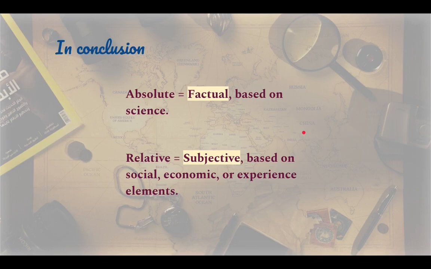Just to remember, absolute in any of the 3 concepts that we just saw, absolute direction, absolute location, absolute distance, they are factual and based on science, usually mathematics. For absolute location, we use coordinates. For absolute direction, we use the cardinal points, and for absolute distance, we use meters, kilometers, feet, or miles. Relative is subjective based on social, economic, or experience elements. Relative location is if it's in a nice neighborhood or an ugly neighborhood, if it's downtown or uptown. Relative direction is go up the street, down the street, go to the left, go to the right. And relative distance is more in other human experience measures such as time, blocks, you name it.